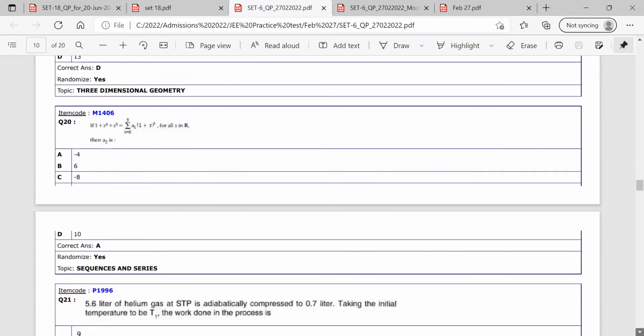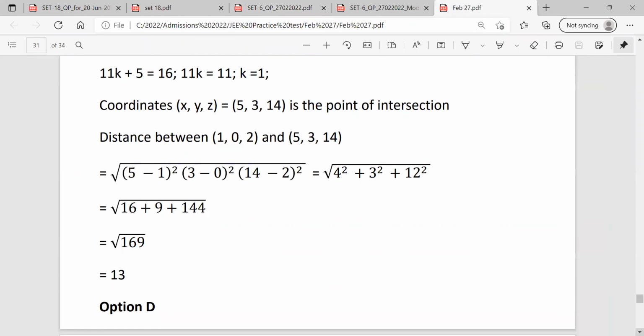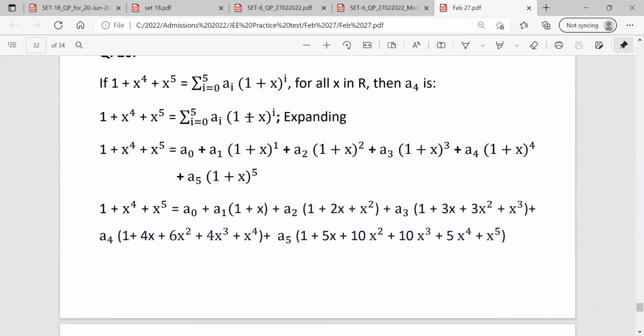Now going on to the last question of the mathematics part. It's given that (1 plus x) raised to 4 plus (1 plus x) raised to 5 is equal to sigma i equal to 0 to 5 of ai (1 plus x) raised to i, for all x in R, then find a4. This is a simple question, so I'll tell you how to solve it. This is what is given in the question, and they are asking us to find the value of a4. We know how to expand this, right?